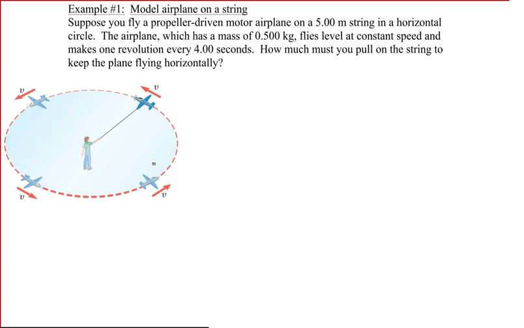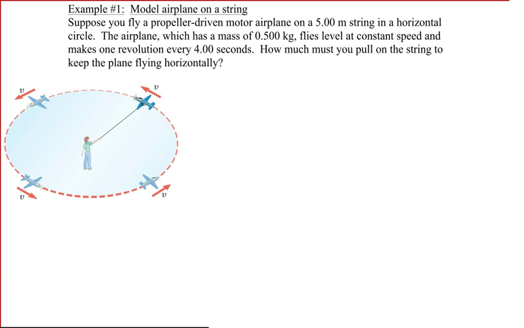And it moves at a constant speed, and as it moves around in one entire revolution, it takes 4 seconds to make that revolution. So we're asked to find how much must you pull on the string, which is the tension, to keep this plane flying in a circle. So the first thing we'll do is pick a body, which is the airplane, I hope you realize, and draw the free body diagram.